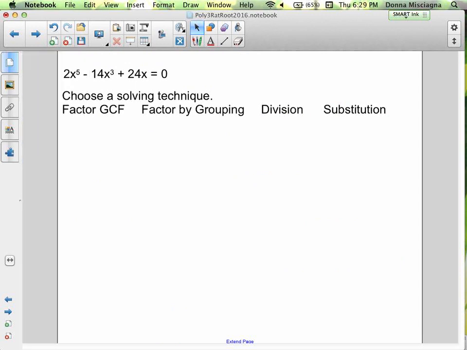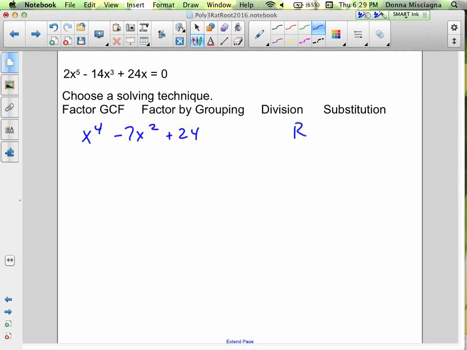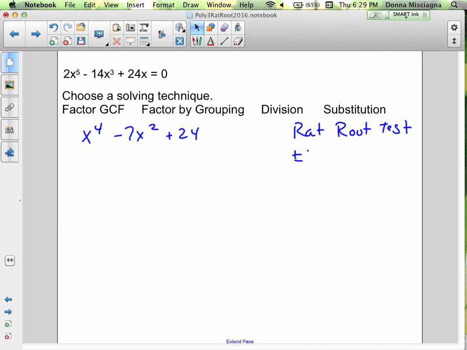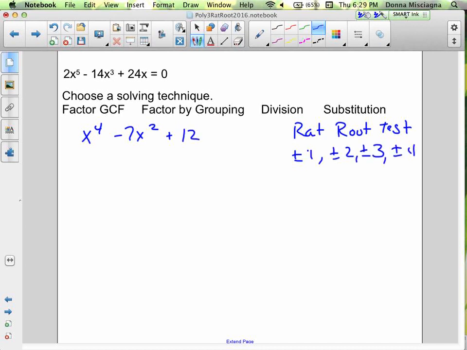All right, so if we're solving what was left, which was x to the 4th minus 7x squared plus 12, according to the rational root test, our possible solutions would be plus or minus 1, plus or minus 2, plus or minus 3, plus or minus 4, plus or minus 6, and plus or minus 12. And if we divide those by 1, we'd still have the exact same values.